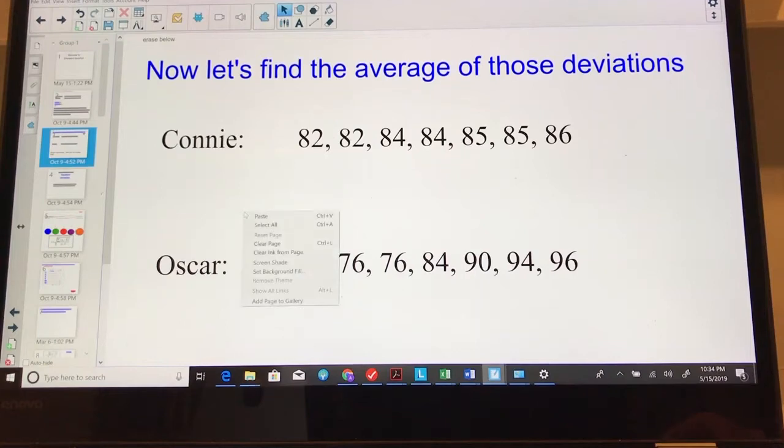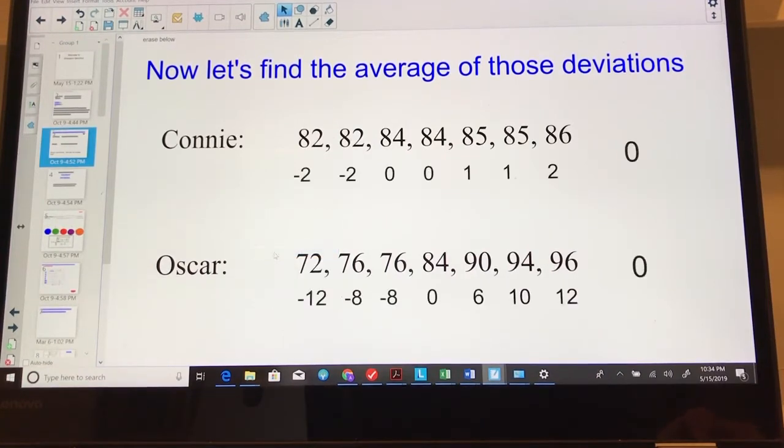Welcome back. If you take a look here, your deviations: 82 minus 84, that's how I got my -2. 84 minus 84 here, that's how I got my 0. And then down here with Oscar, 72 minus 84 is -12. When you add all of these deviations up, even though you can see down here that these deviations are further away than these deviations here, they still add to 0.